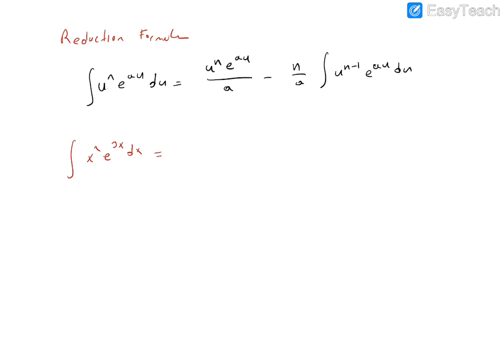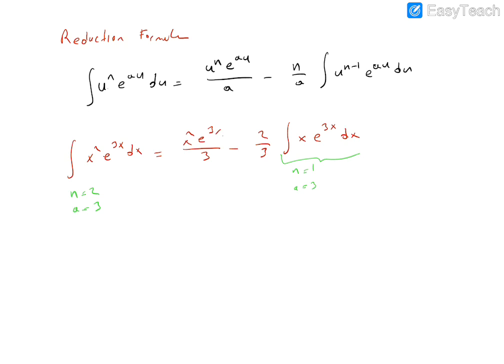Here n is 2, a is 3. x square e to power 3x over 3 minus 2 over 3 integral, u is x, sorry, not u. You should write the x to power 2 minus 1, x e to power 3x dx, okay? So by this formula, we can write easily this one. n is 2 here. n is 2, a is 3. Now, we obtain the similar integral. n is 1, a is 3. So for this integral, again, we can use this formula.